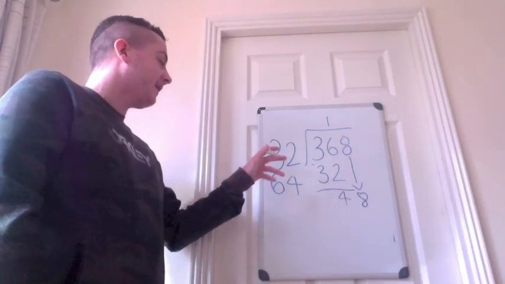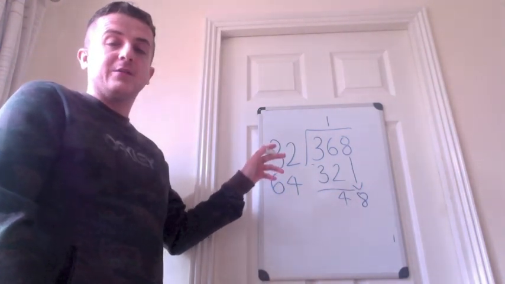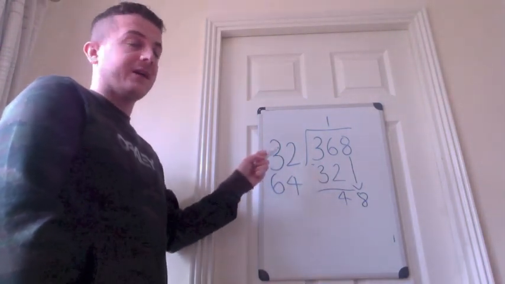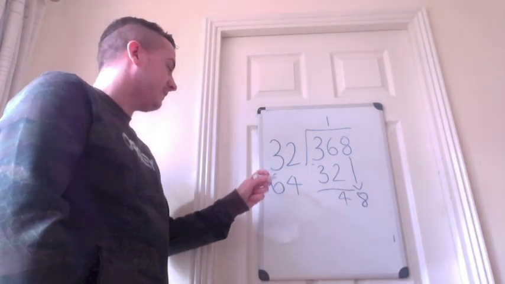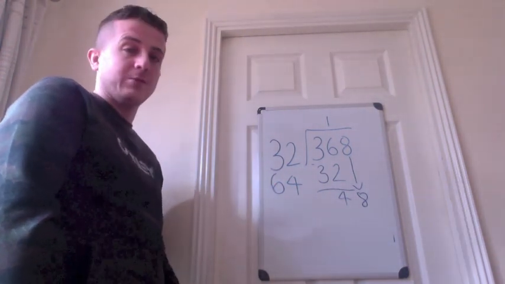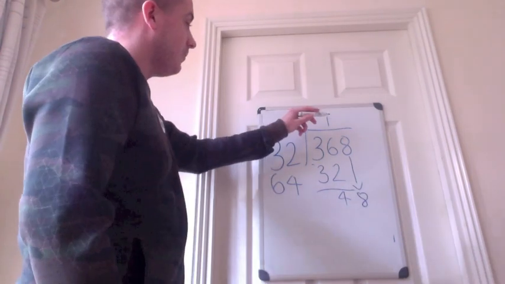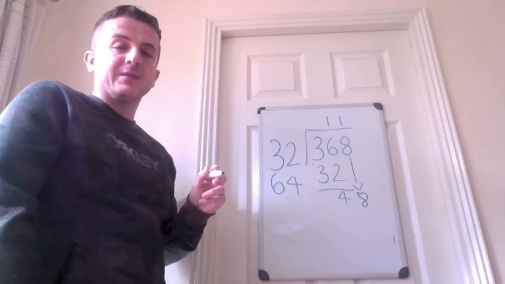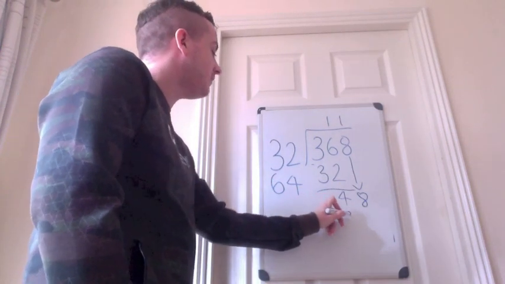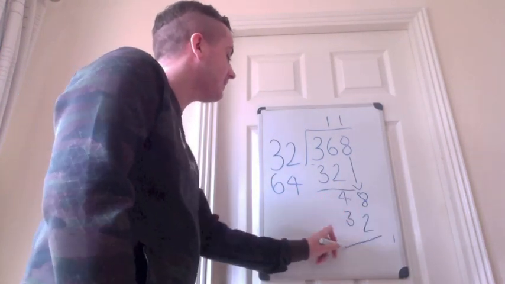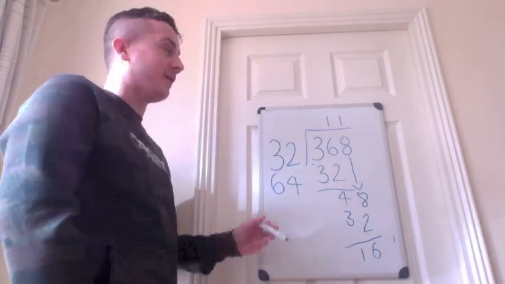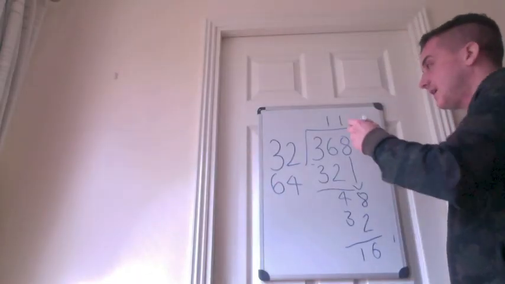Now we can figure out how many 32s go into 48. Again, we have a look at this for reference. 1 32 is 32, 2 32s is 64. 64 is too big, so again, it's going to be another 1 here. Then we need to figure out the remainder left over. 48 take away 32 is 16. Okay, so my answer would be 11, remainder 16.